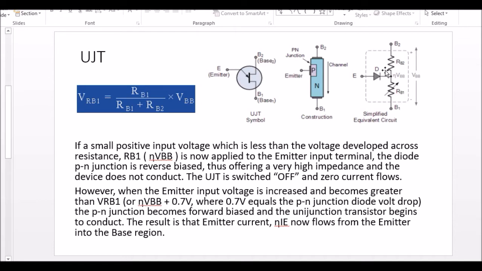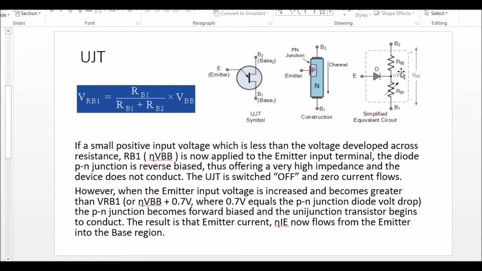So what happens is that it's normally off unless you apply a voltage of approximately 0.7 here, because when no specified voltage is applied on your emitter, this diode is in off state, right? And similarly the emitter terminal would also be non-conducting, right? So the UJT is switched off, and zero current flows through it.